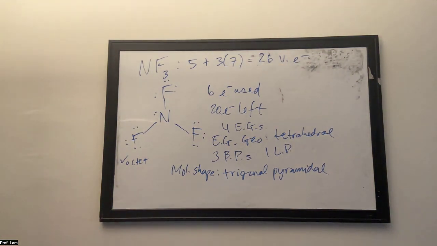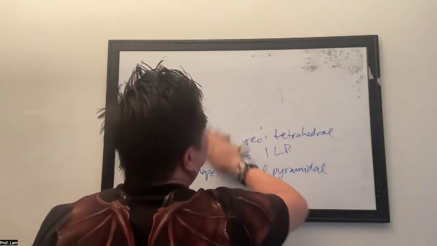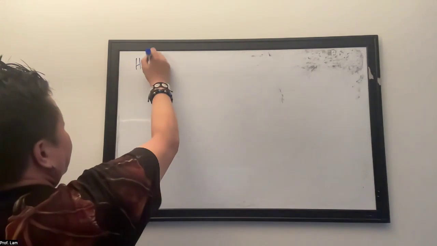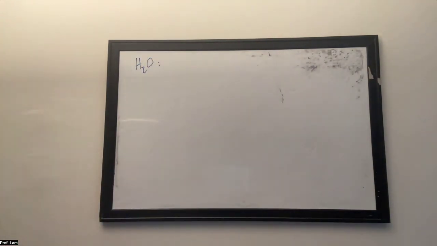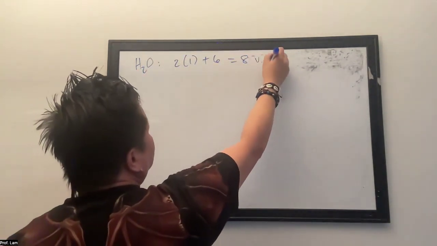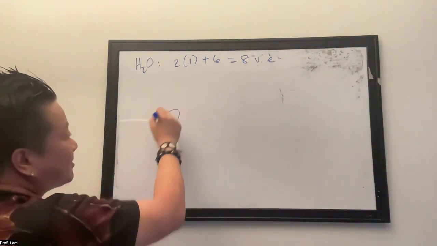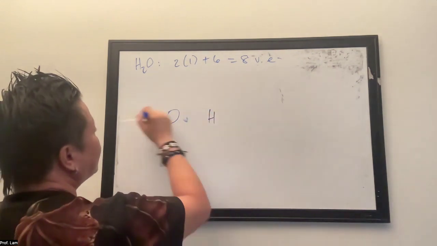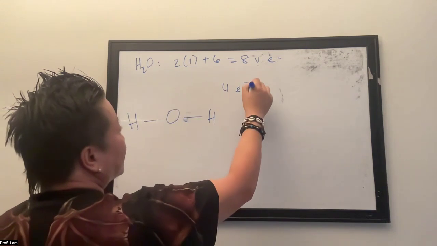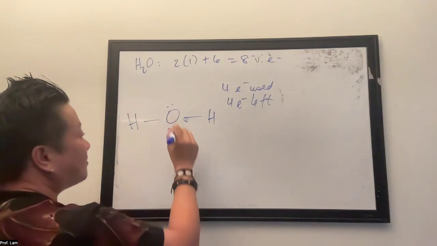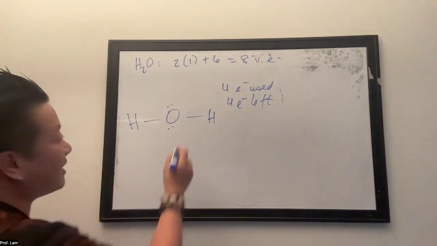Let's do one more. Let's do H2O. Okay. This is familiar. We should know this, right? So H2O, that's 2 times 1 plus 6. That's 8 valence electrons, okay? Oxygen's going to be the central atom. And we're going to put the hydrogens on each side and then single bonds. That's 4 electrons used. 4 electrons left. The hydrogens don't need them, so we'll put them on the oxygen, 4, right? So we'll put them as pairs, okay?